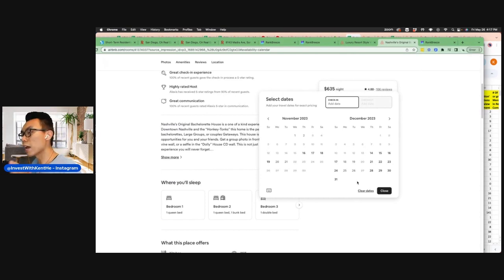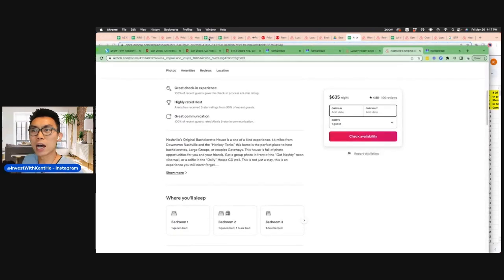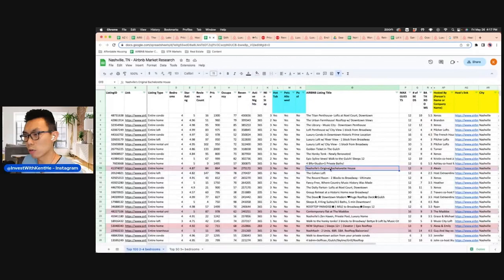Or why is every single Wednesday of this property being booked out? So if I notice that, I might go to this property, which is a property in Nashville, Tennessee. And this property right here, National Original Bachelor House, makes $275,000. If I learn that this property is blocking off every single Wednesday, and maybe it's blocking off like $1,000 a night, I need to subtract $50,000 from this $275,000 number.